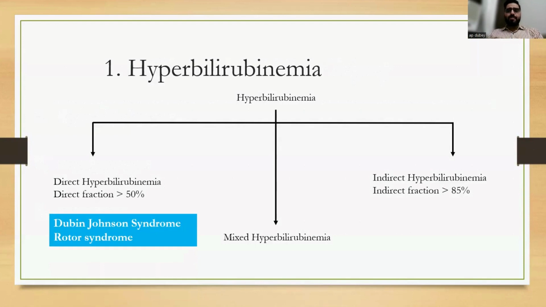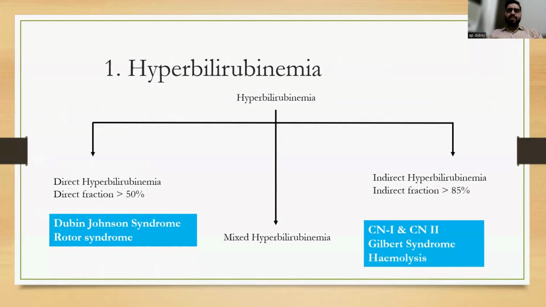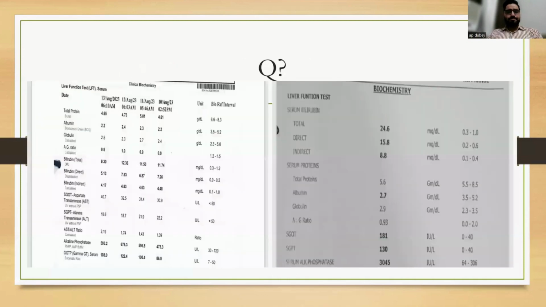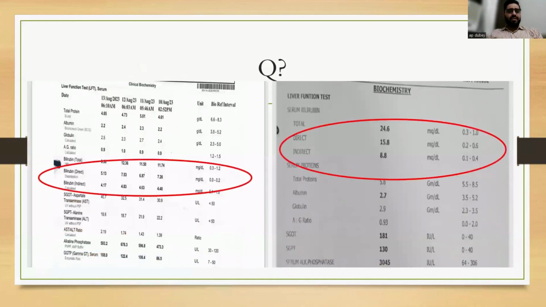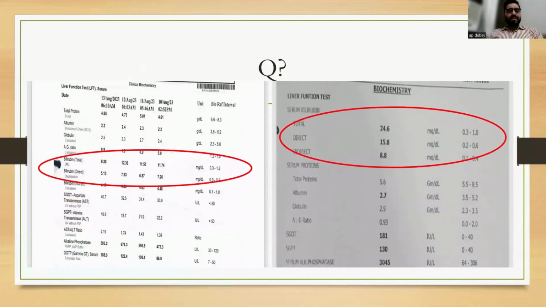Because isolated hyperbilirubinemia is generally seen in inherited disorders. For example, direct isolated hyperbilirubinemia is seen in Dubin-Johnson and Rotor syndrome, whereas indirect isolated hyperbilirubinemia is seen in Crigler-Najjar, Gilbert syndrome, and hemolysis. So how to differentiate this indirect hyperbilirubinemia of inherited disorder from that of hemolysis? In hemolysis, the patient will have a history of fall of hemoglobin levels, as well as a rise in LDH levels.